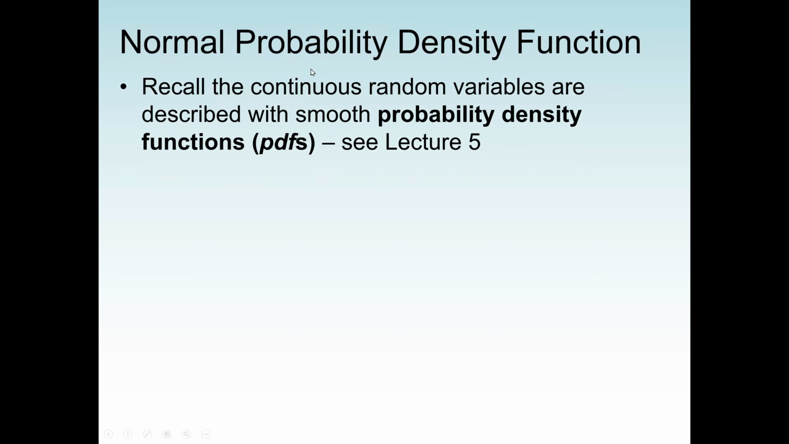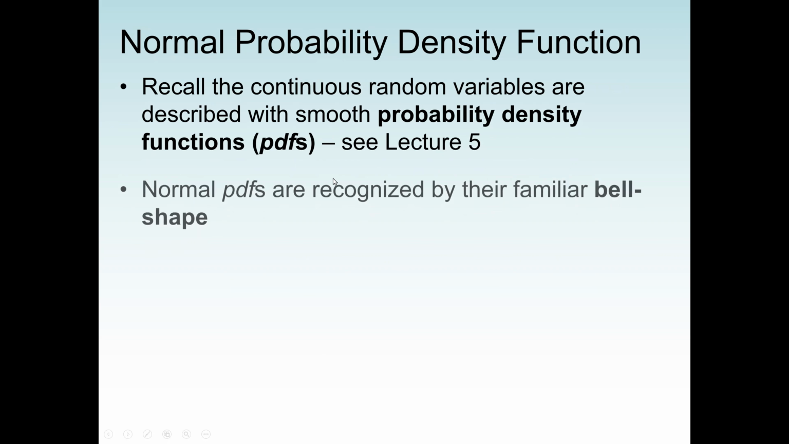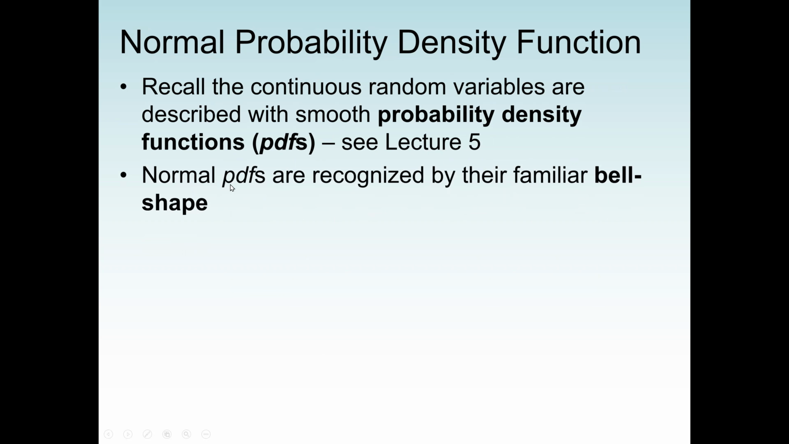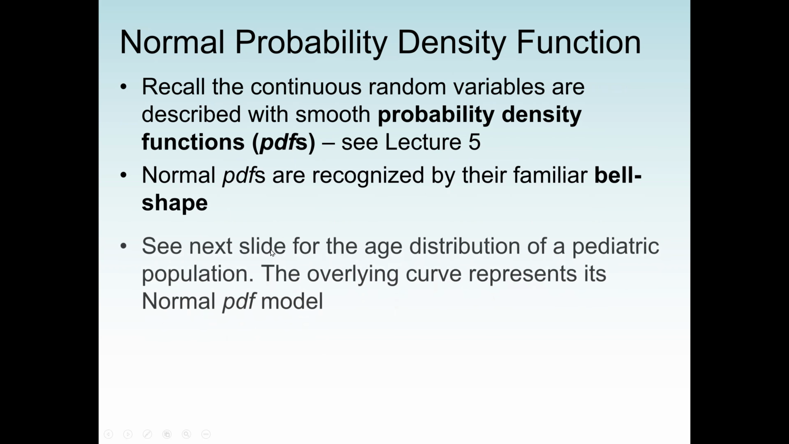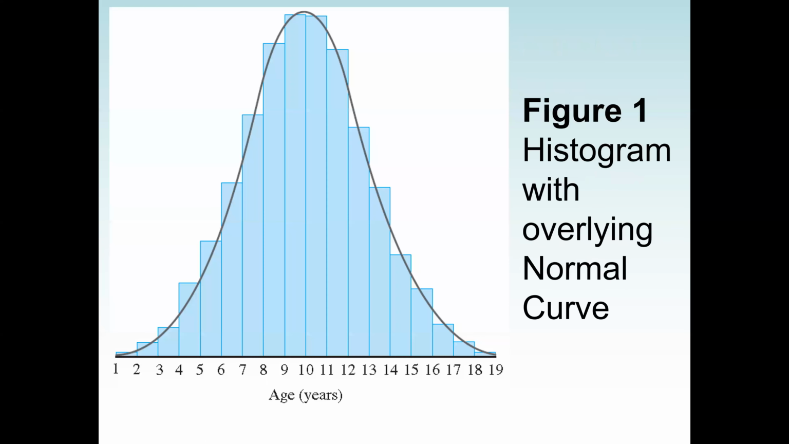And we have a normal probability density function. We covered this in chapter 5, so see lecture 5 about probability density functions. But we know that normal probability density functions are recognized by their familiar bell-shaped curve. And the bell-shaped curve, again, is the same as the normal distribution. So we'll see it here. This is a bell-shaped curve, which is a normal distribution.